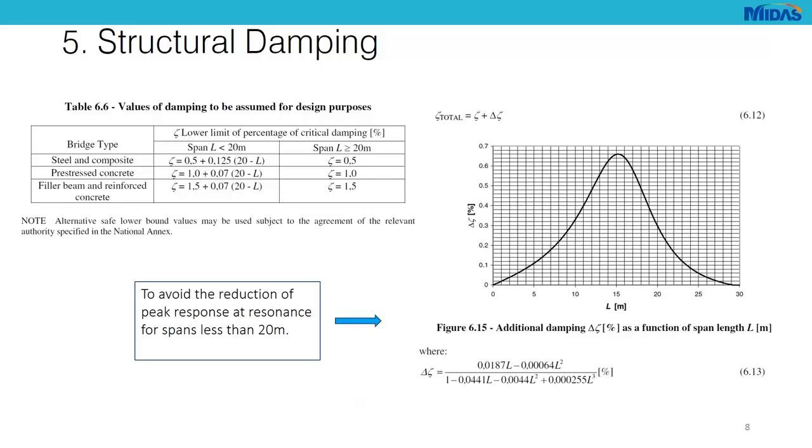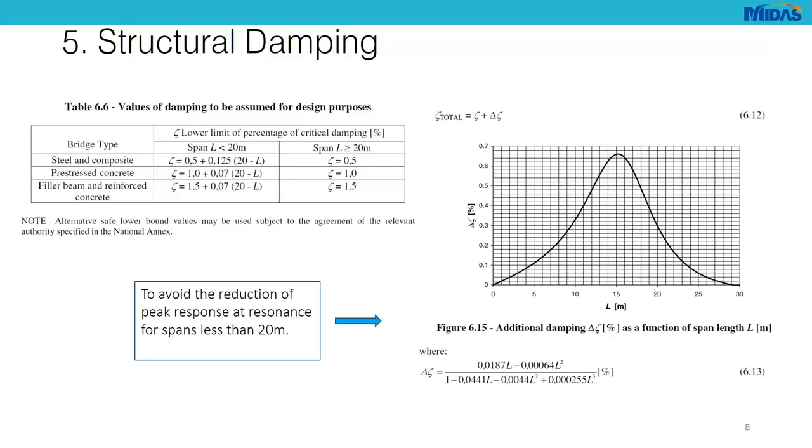Now, as I mentioned, the Gyro Code helps us in choosing what damping ratio to use in our analysis. This is relevant to the span length and also to the type of bridge. And also when it comes to span length of smaller than 20 meters, then we need to add an additional value to the damping in order to avoid the reduction of peak response at resonance.